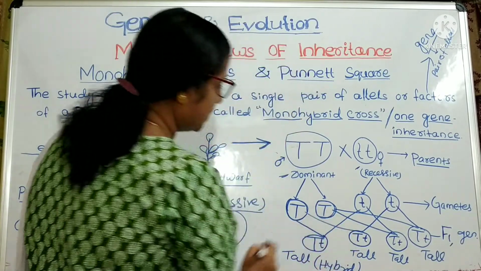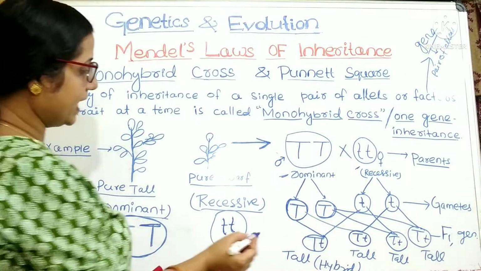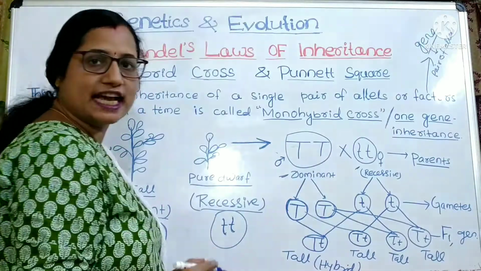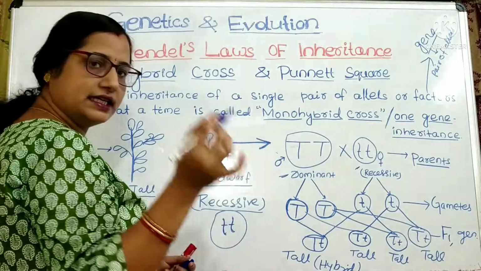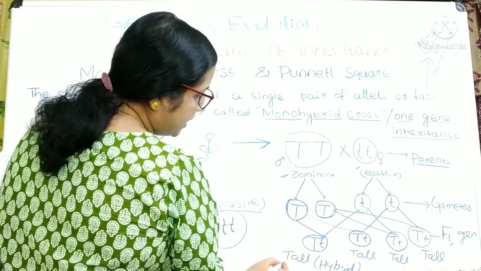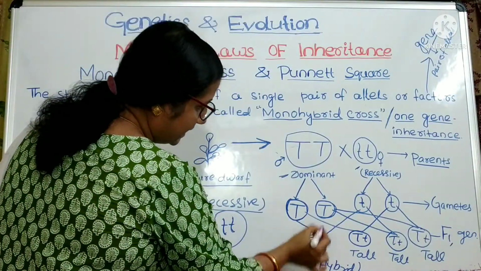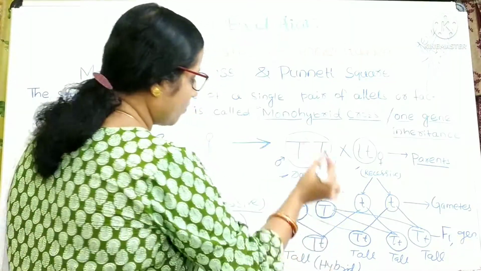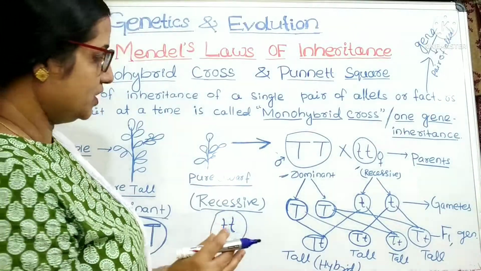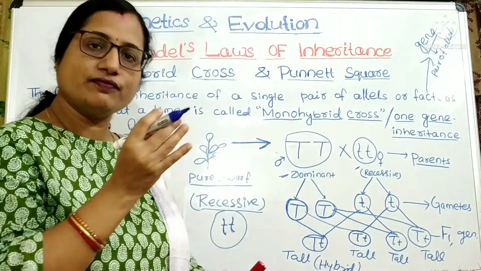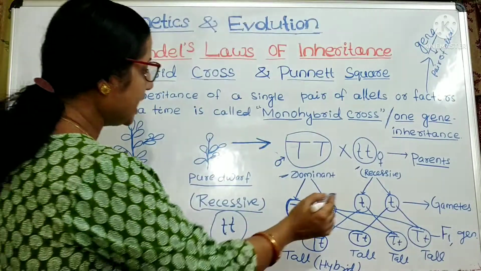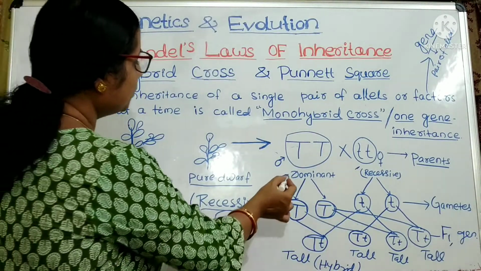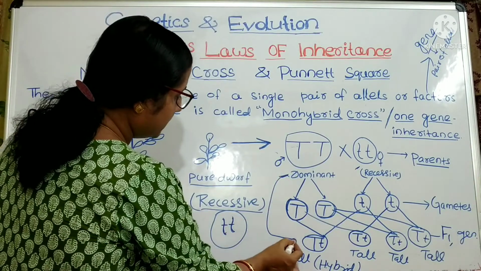Hybrid, because these all are in heterozygous form. What is heterozygous? We have already discussed. Heterozygous means one capital T is here and another small t is here. Here the alleles are present in different form. So in F1 generation, the dominant character will be expressed.